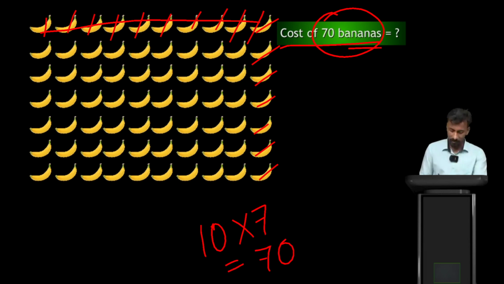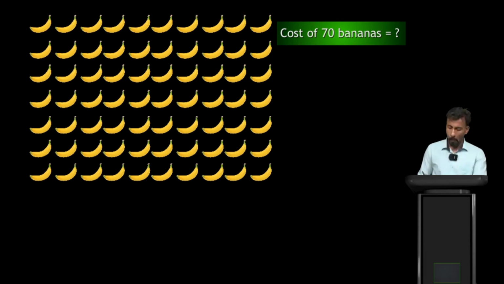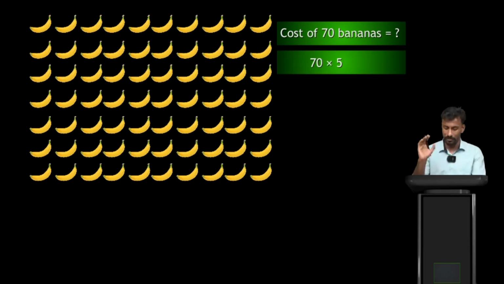So ultimately we have 70 bananas in this structure. Look, we have to find the total cost of 70 bananas only. Clear? So what is the cost of one banana? Very good, rupees 5. So what will be the cost of 70 bananas? Simply 70 multiplied by 5.